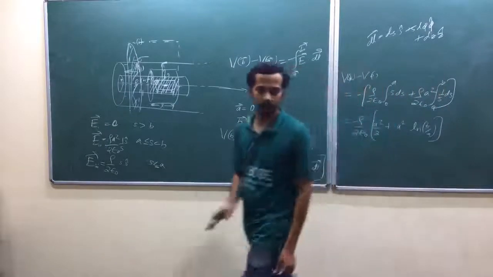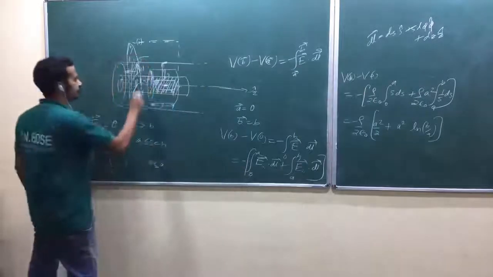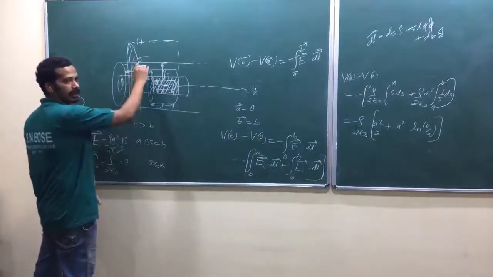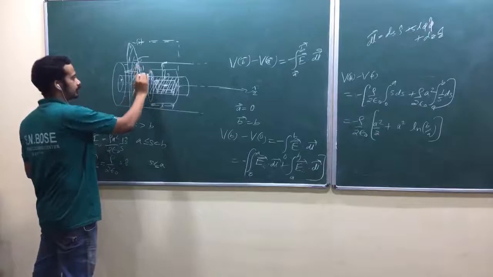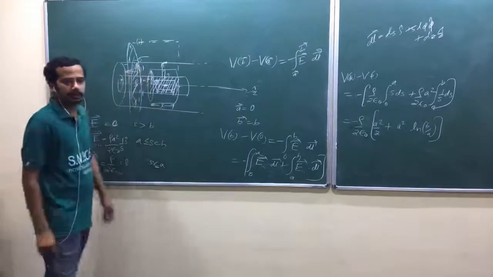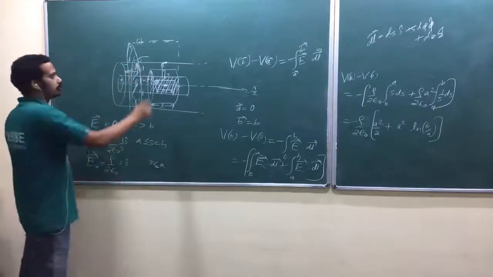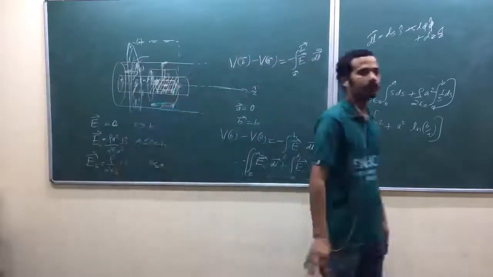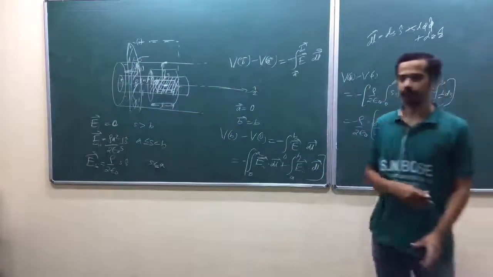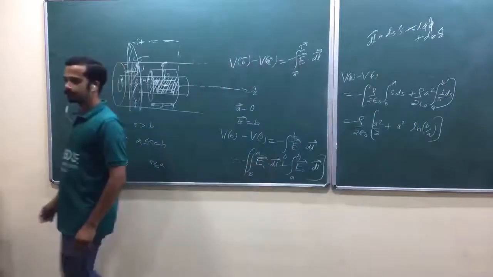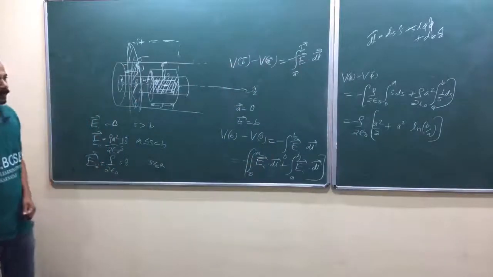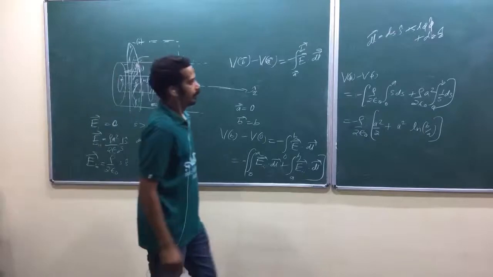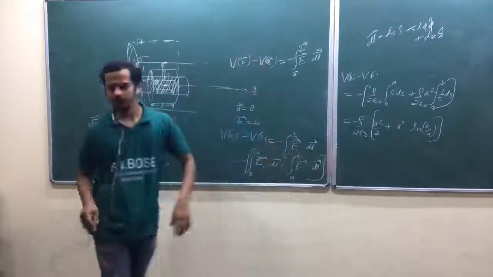Whenever there is volume charge, there will be no discontinuity, because here this is a volume charge and it is empty space here. From here to here, electric field will not suffer any discontinuity. But here to here, you got a surface charge. Whenever there is a surface charge, electric field will suffer discontinuity, definitely. Okay? Think over it, okay? Each and every step.